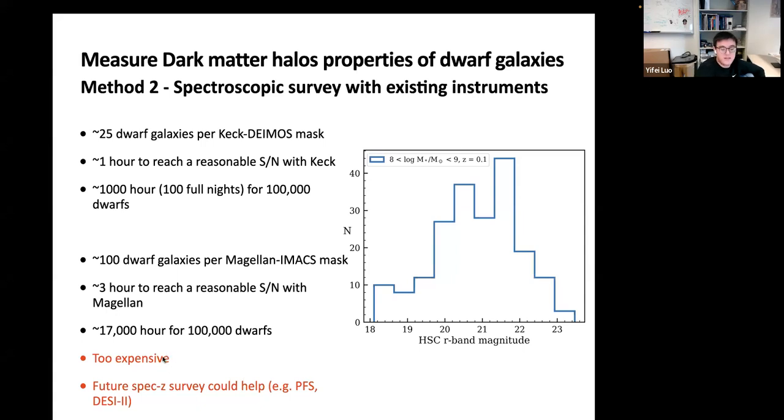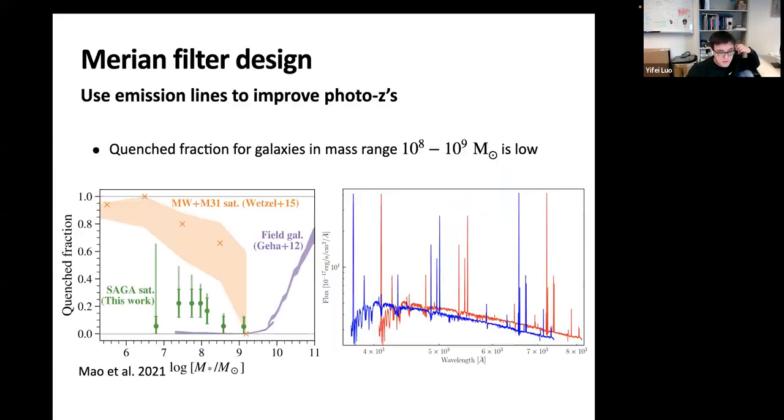However, for future spec-z surveys, for example, PFS or DESI-2, the second stage of DESI, it might be possible, but we still don't have those surveys yet. For existing large telescopes, they're not good enough. So here comes the idea of a medium-band or narrow-band survey for those dwarf galaxies.